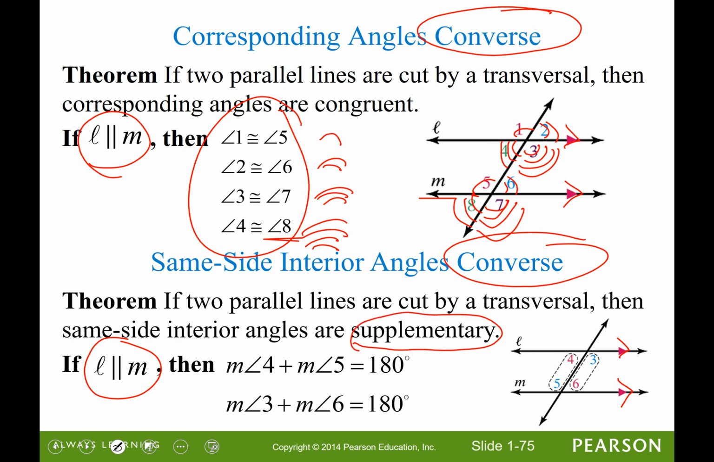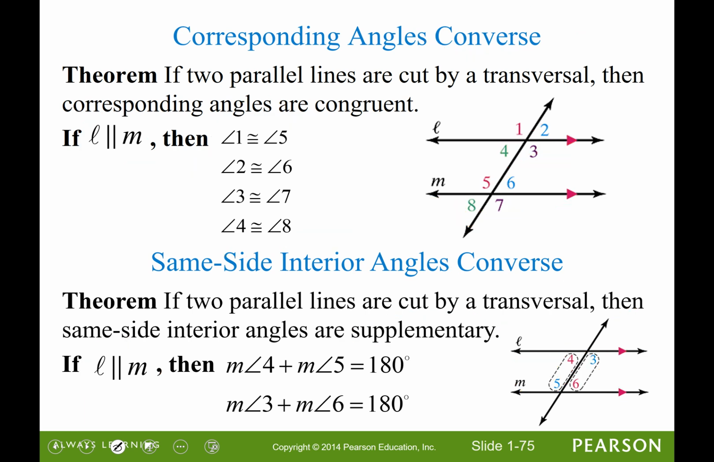So same side interior. So this is the interior. 4 and 5 are on the same side of the transversal. 3 and 6 are on the same side of the transversal. So 4 and 5 have to add to 180, and 3 and 6 have to add to 180. Justification, same side interior angles, converse.